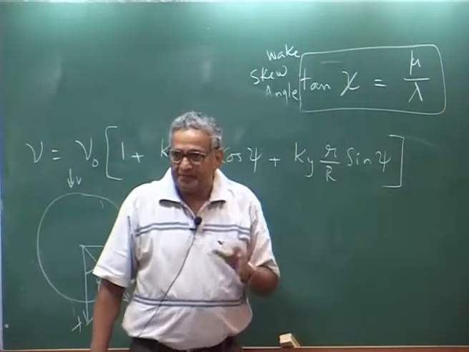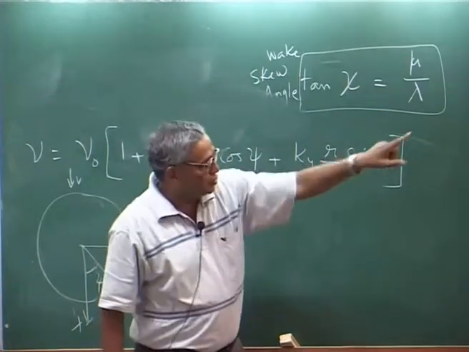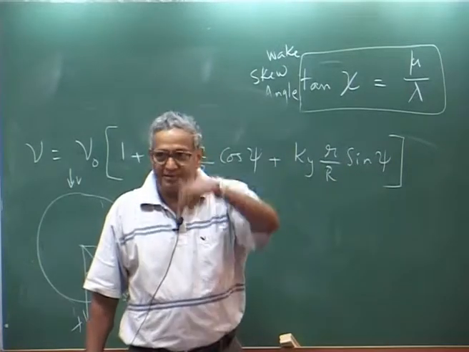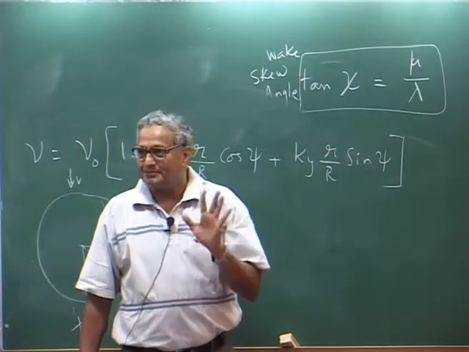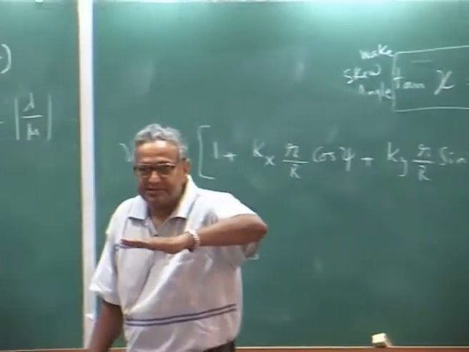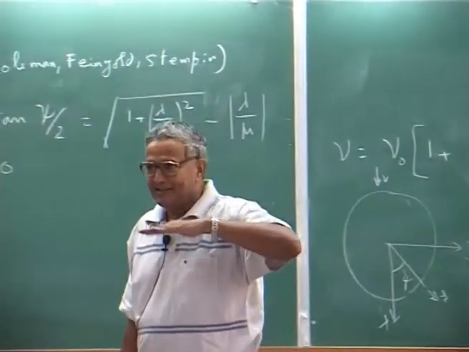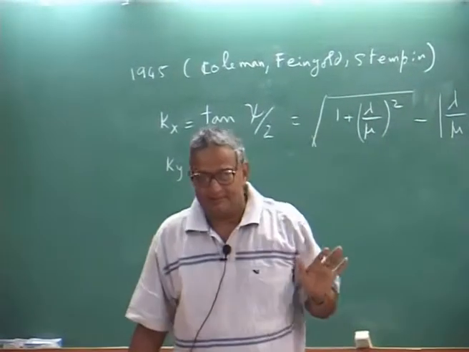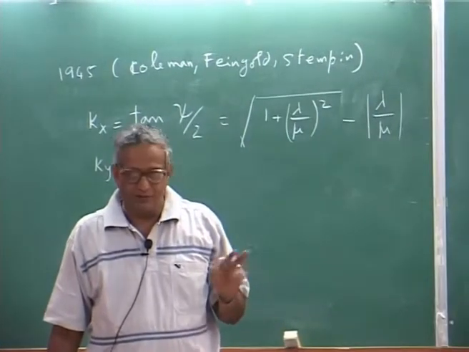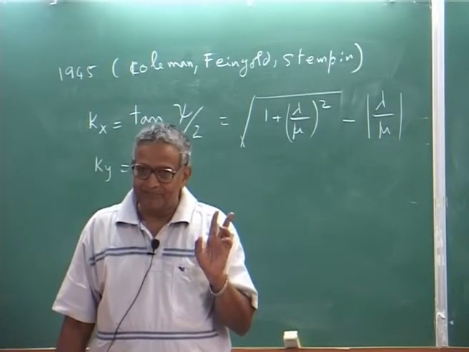Now you see I define in terms of mu and lambda. Mu is in the plane of the disk, lambda is normal to the disk. That is all. You follow? These are the two quantities. Okay.